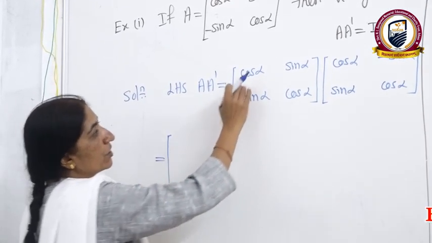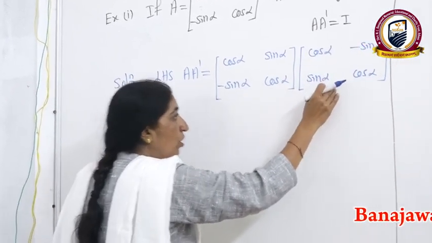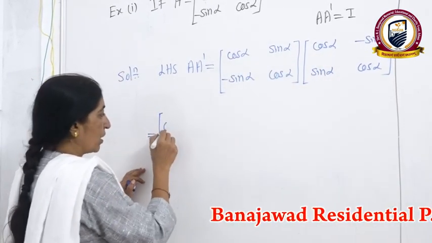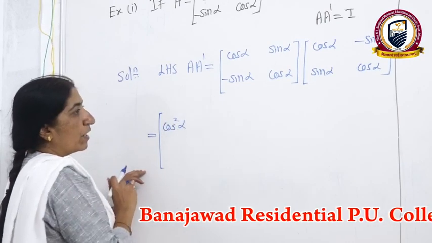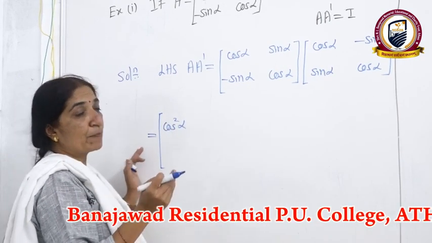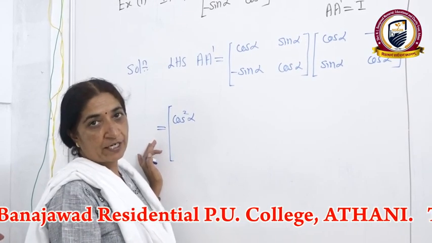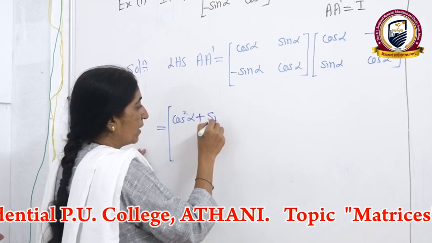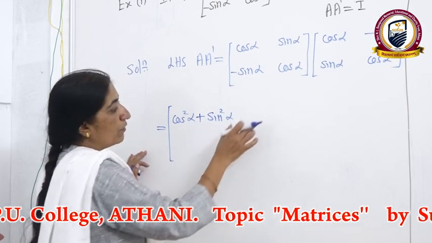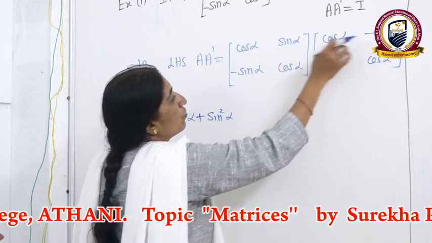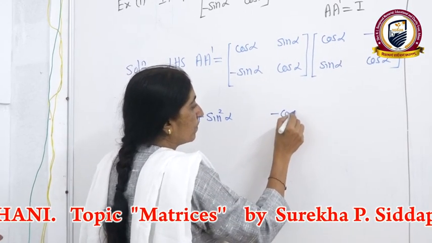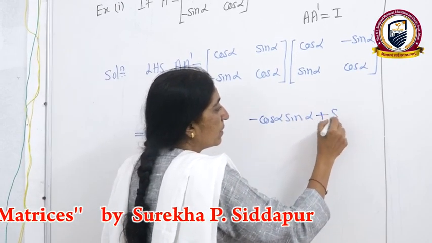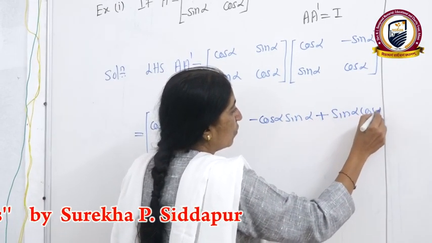You know the multiplication. First row with first column. In that, first element into first element: cos alpha into cos alpha, cos square alpha. After multiplication of the corresponding elements, in the middle we have to write plus. So sin alpha into sin alpha is sin square alpha. Leave some place here. First row with second column: minus cos alpha into sin alpha plus sin alpha into cos alpha.